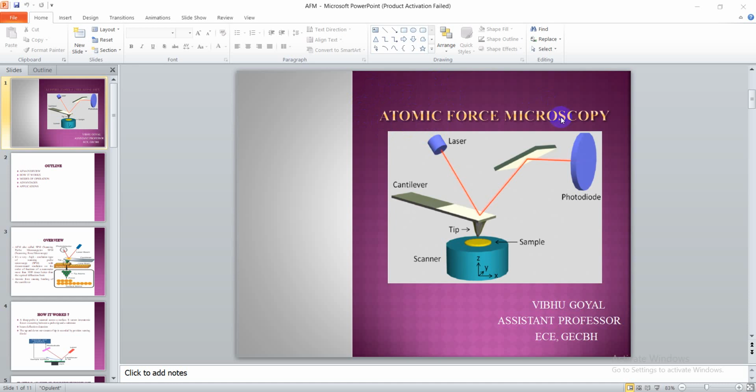Now, what this device is, how it works, what the different modes of operation are, what the advantages or disadvantages of this particular technique are, and what the potential applications of this device are. All this we are going to analyze in detail today.